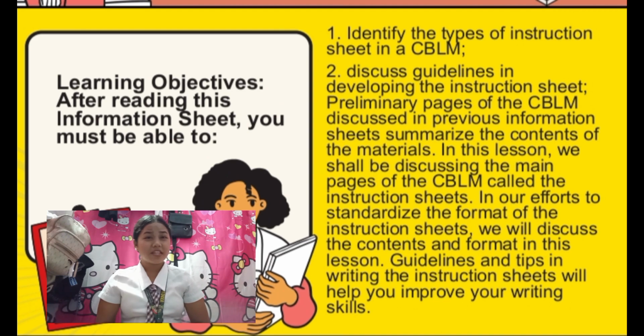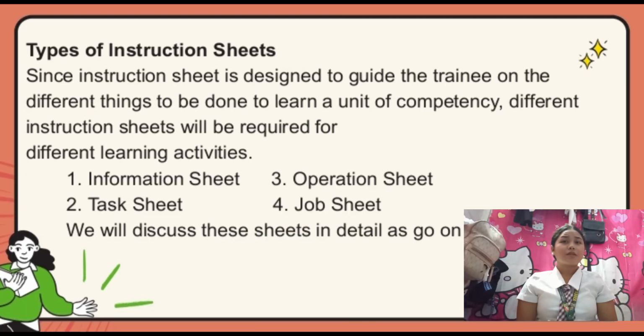When we say CBLM, this is a competency-based learning materials. Second is discuss guidelines in developing the instruction sheet. Preliminary page of the CBLM discussed in previous information sheets summarize the content of the materials. Types of instruction sheet. Since instruction sheet is designed to guide the trainer on the different things to be done to learn a unit competency.